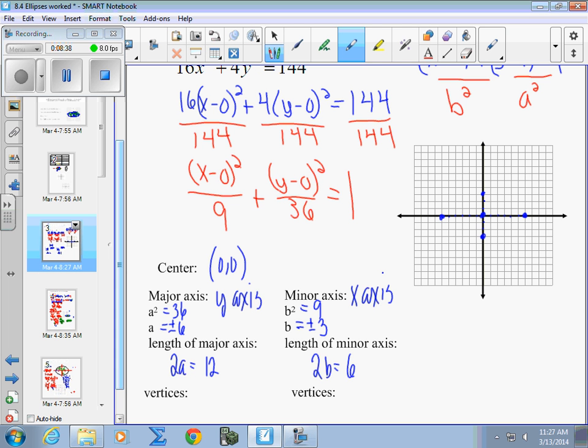Lauren? No. A is under the y-axis, so the distance, not screwed up.